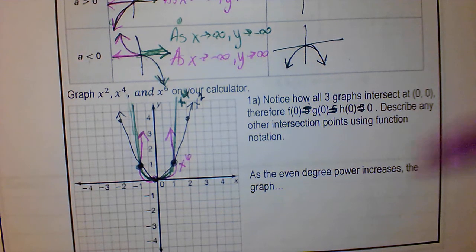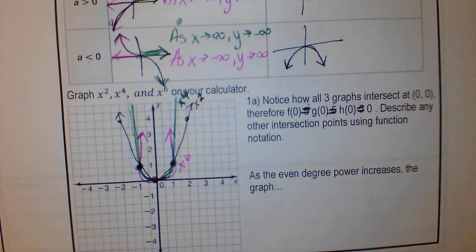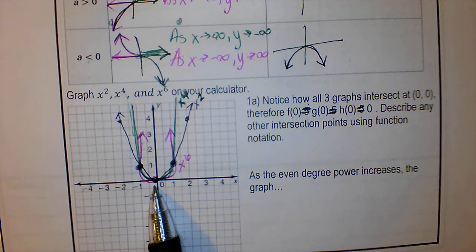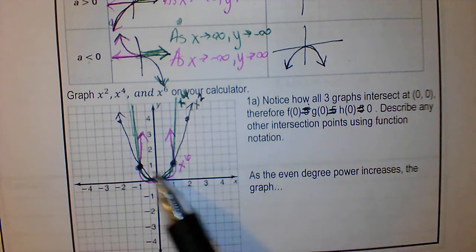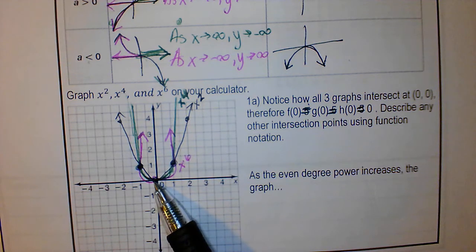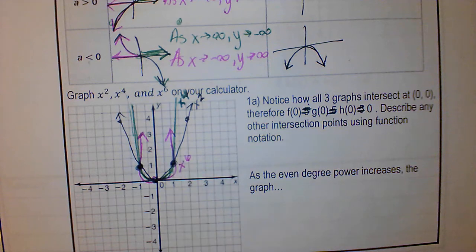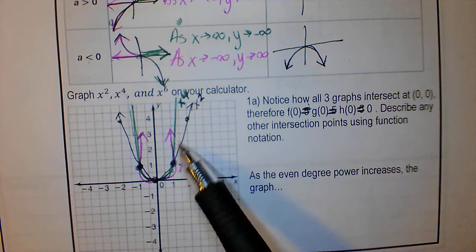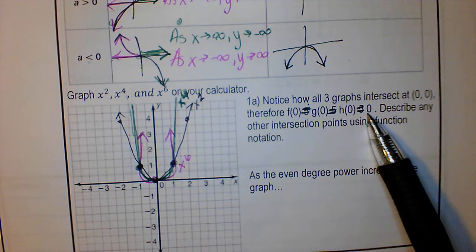Over to the side here, it asks a few questions about those graphs. Let's go ahead and talk about the first one. It says, notice that all 3 graphs intersect at 0, 0 right here. Therefore, f of 0, this black graph, is at 0. g of 0, the green graph, is also at 0. And h of 0, the pink graph, is also equal to 0.